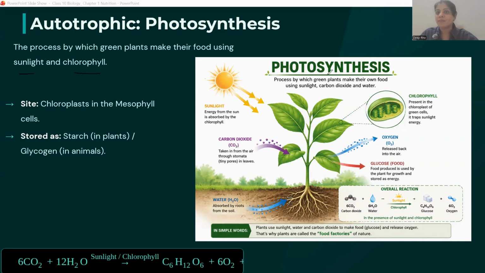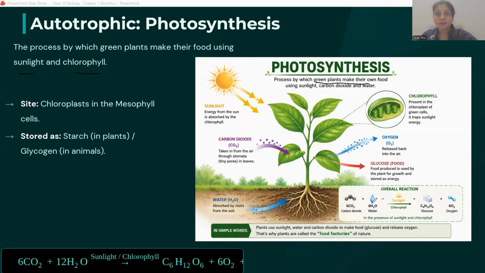Photo means light, synthesis means making of something. It is the process by which green plants make their own food using sunlight, carbon dioxide, and water. Carbon dioxide is required, water is required, and sunlight and chlorophyll. These are the four basic requirements. First of all, we have to understand from where all these requirements are fulfilled, so that plants can make their own food.